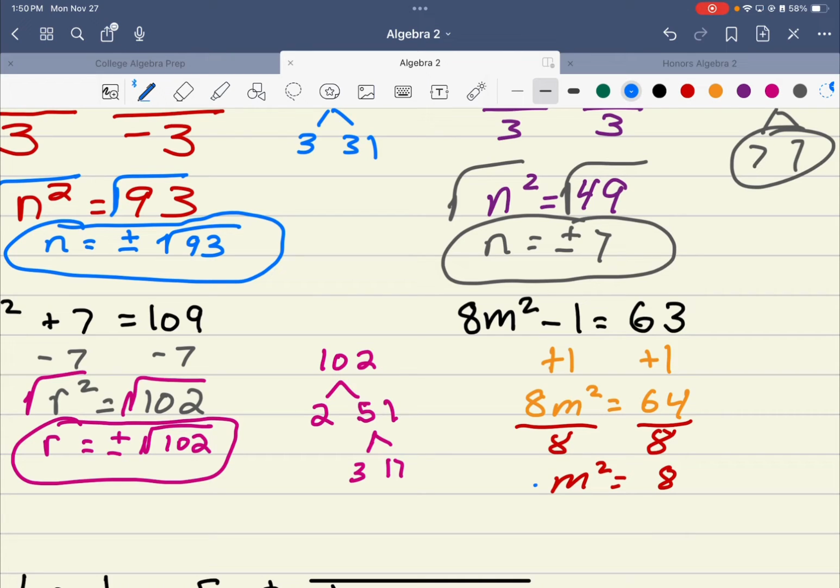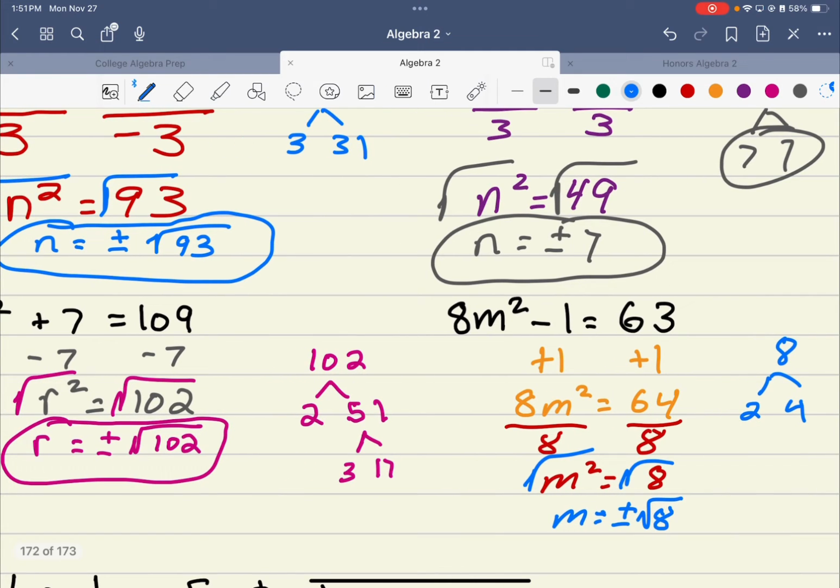Square root of both sides. So that's m equals, 8 isn't a perfect square, so plus or minus the square root of 8. Factor tree for 8, 2 times 4. 4 is 2 times 2. So 2 has a partner, so it's plus or minus 2. This 2 doesn't have a partner. It has to stay underneath. So plus or minus 2 radical 2.